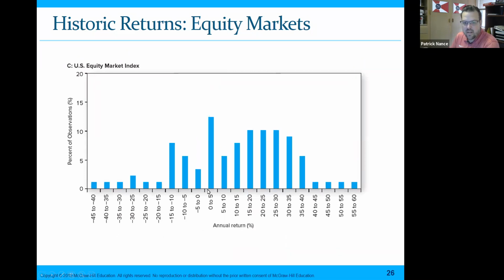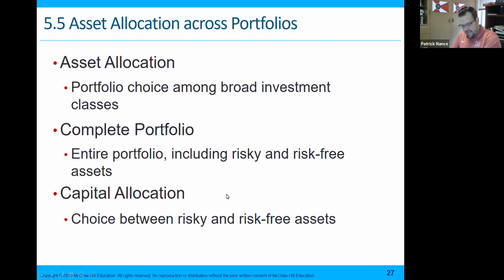And then we have our equity market index. And you see that's a little bit more up and down. You got some years where you've got all the way down to -40 to -45. So you can see this is much more risk, and that's why it has the highest risk premium of the group. All right, asset allocation.